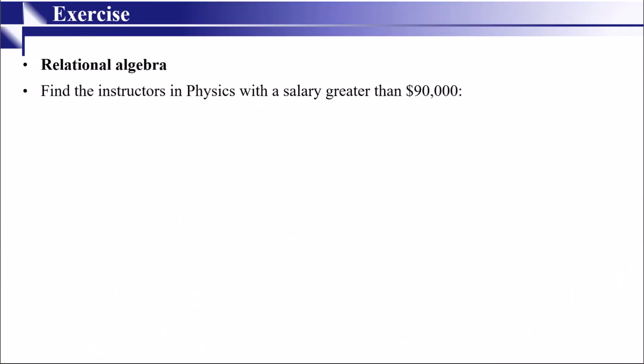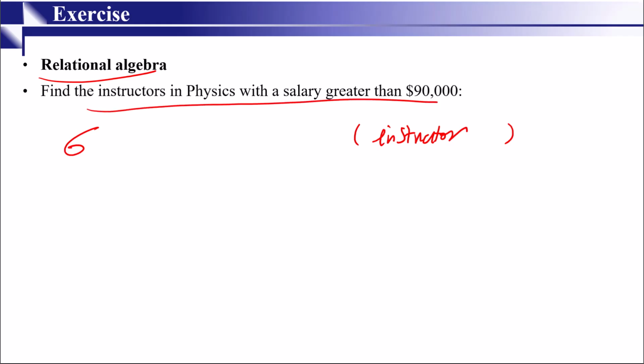Find the instructors in physics with a salary greater than 90,000 with relational algebra. So we go for the instructor table, then we do selection, right? We want to find instructors, so we go for instructor selection only. It means we want to have all their data, but we have a condition. It means physics department and 90,000, right? So we write department name is equal to physics, and salary is greater than 90,000, right?